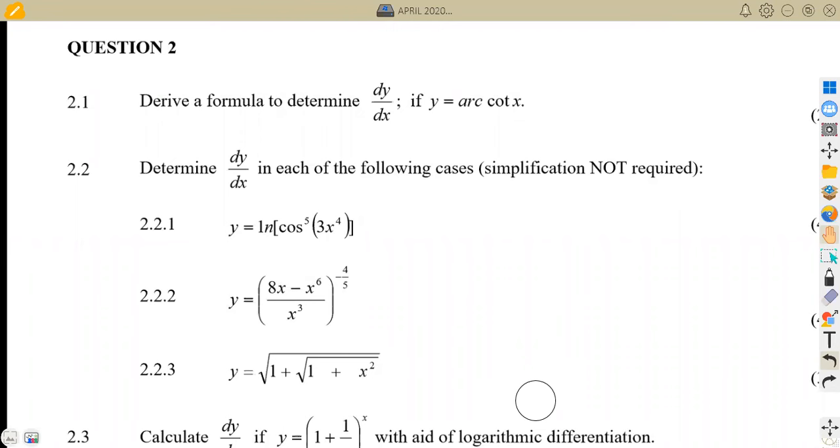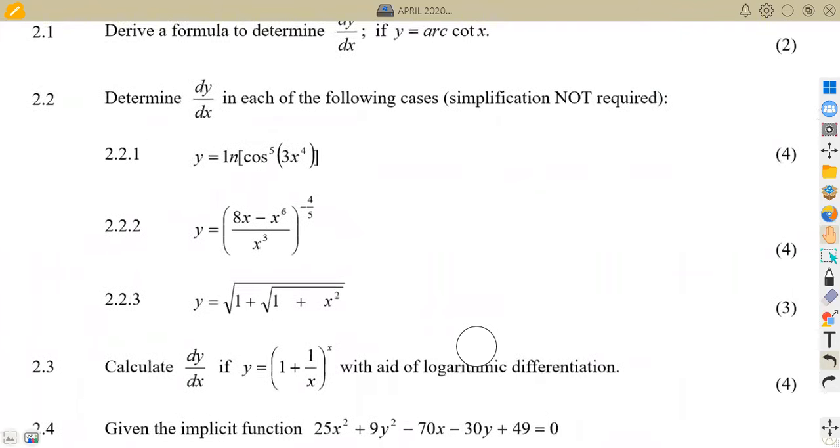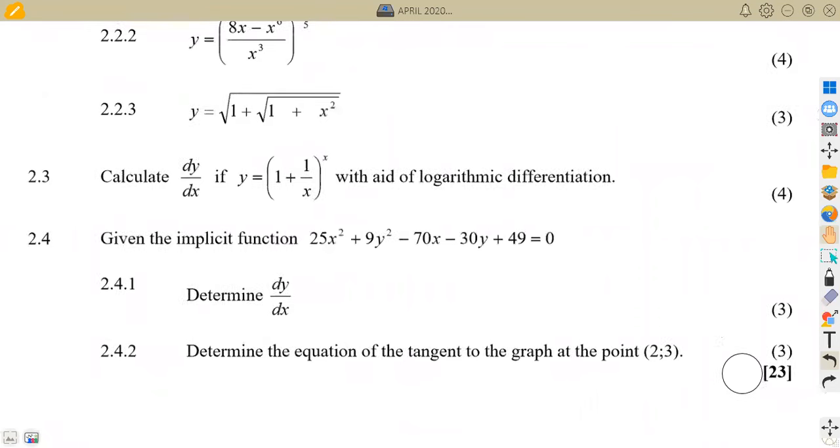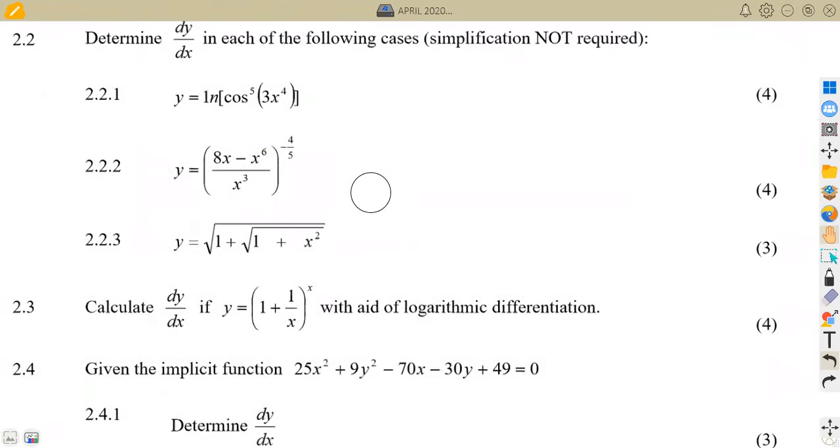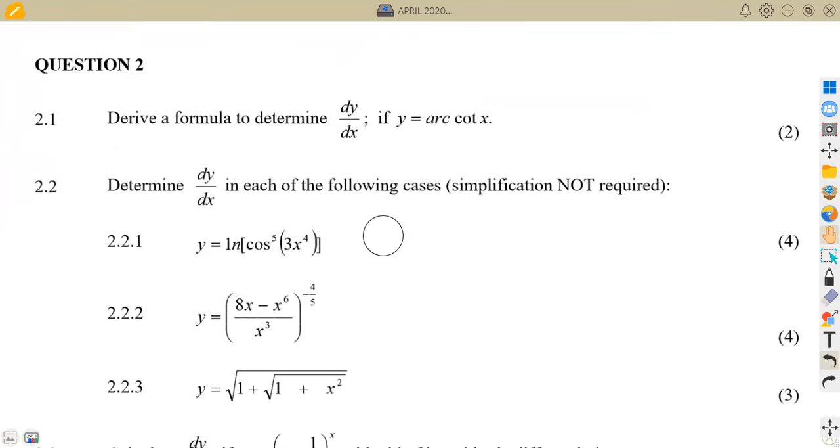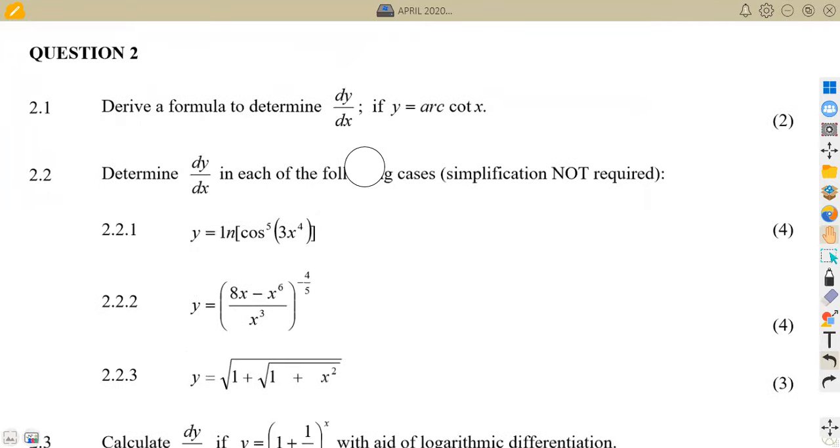On this platform, we are going to focus on derivatives, that is differentiation, from the question paper of April 2020 for Mathematics N5. We are given questions on question number 2, where we've got derivatives throughout, and as you can see here, that's a total of 23 marks. So I shall quickly rush through the questions so that we can see how we are supposed to simplify or determine the derivatives that we are given in this case.